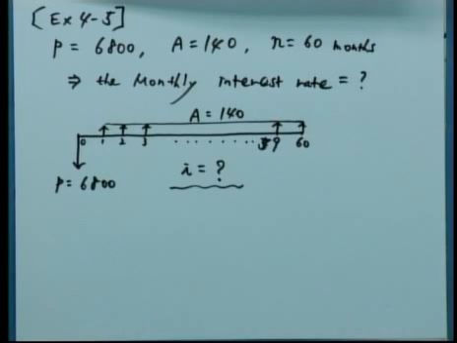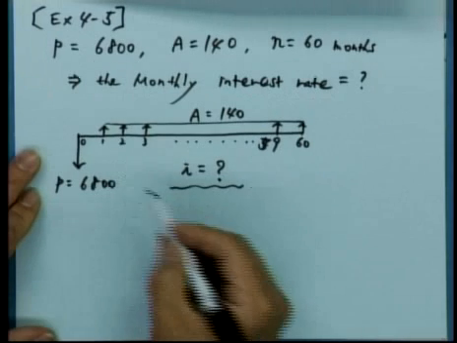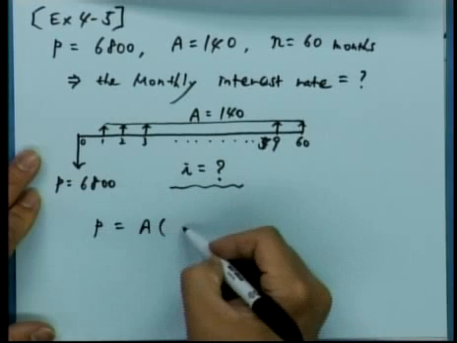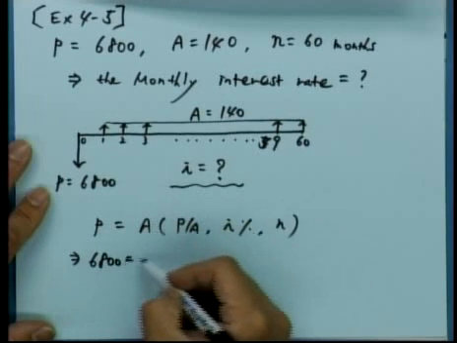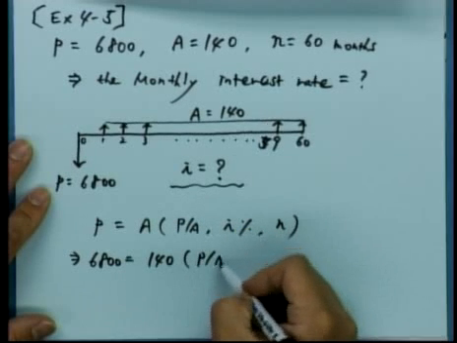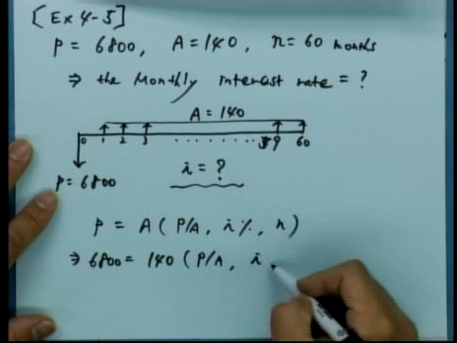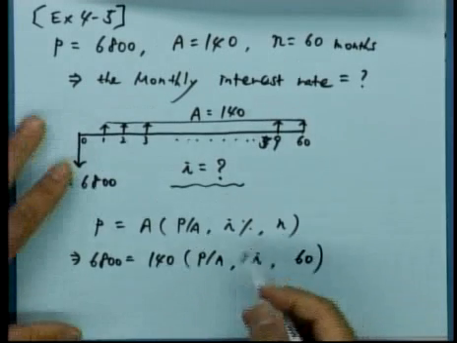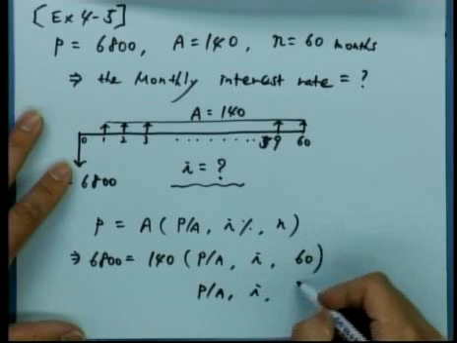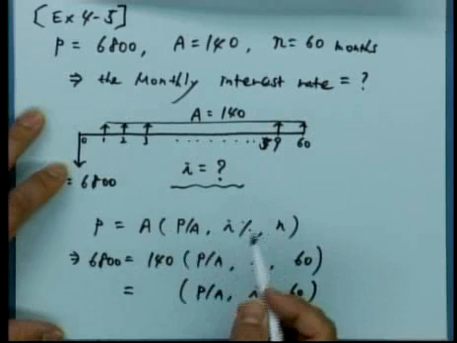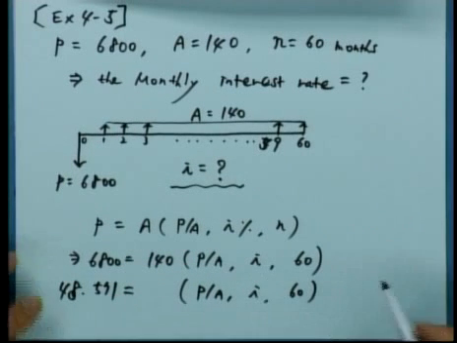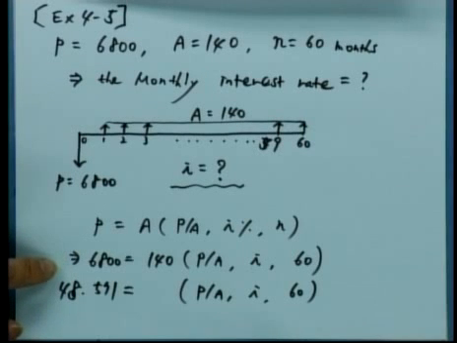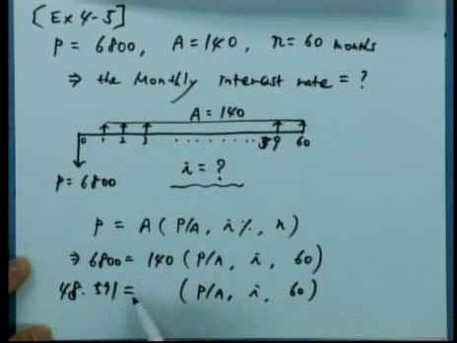So again, using the uniform series present worth formula, which is P equals A, P given A, I percent over N periods. So 6,800 equals 140 times P given A, I over 60 periods, right? So if you divide by $140, then the left-hand side becomes this value. So P given A, I percent over 60 periods is equal to 48.571. Okay?